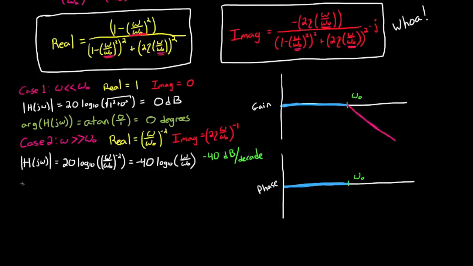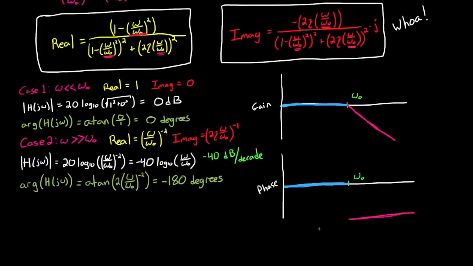So we can draw that line in starting at the break frequency. As for phase, I made a mistake here in my intermediate step, but it's too difficult for me to go back and correct it at this stage, so I'm just going to have to leave it for now. But the phase at these higher frequencies does come out to be minus 180 degrees, so we can draw that in starting at the break frequency.